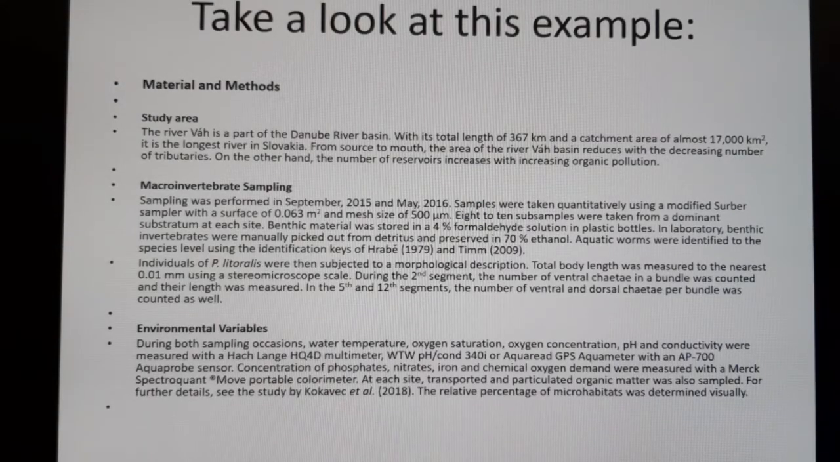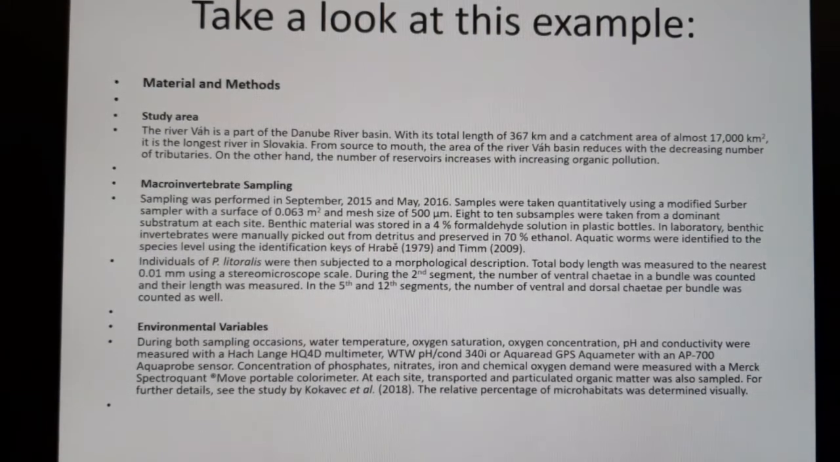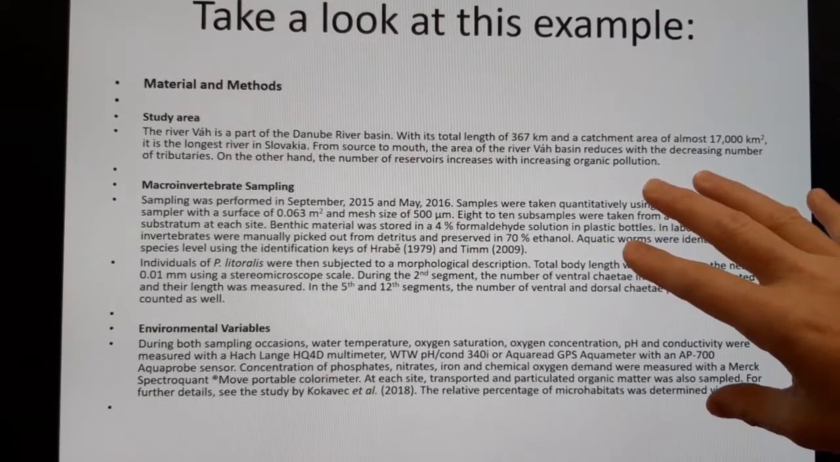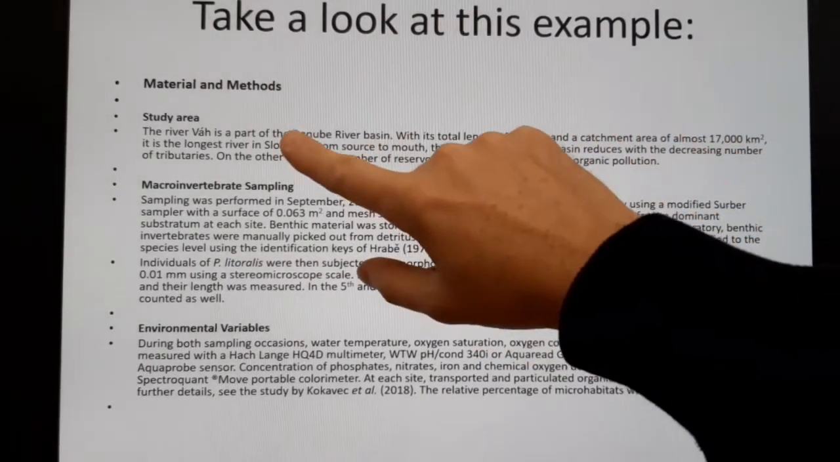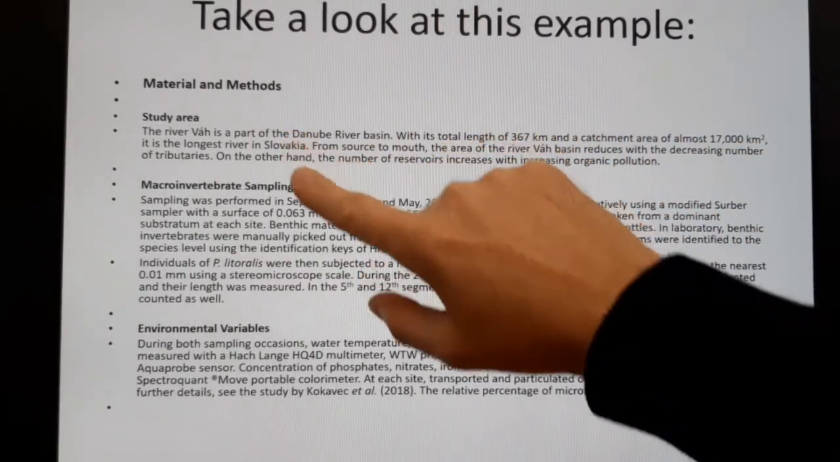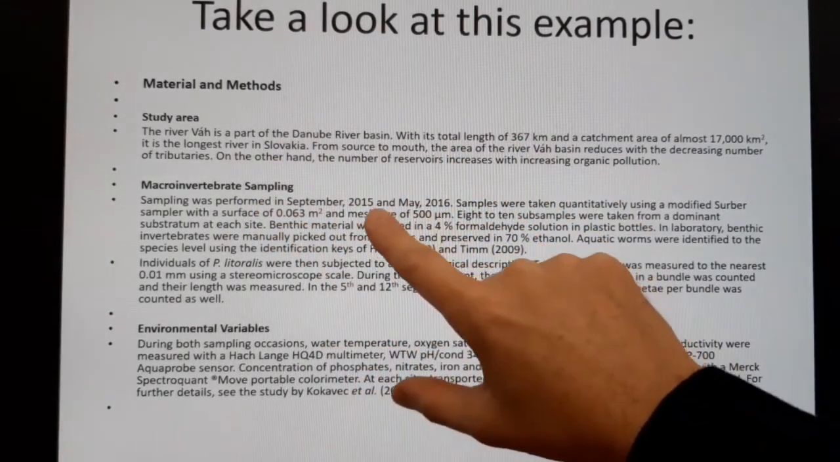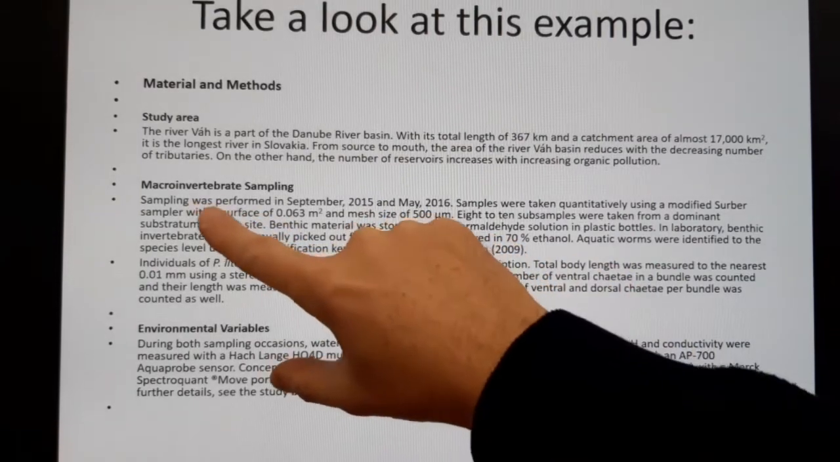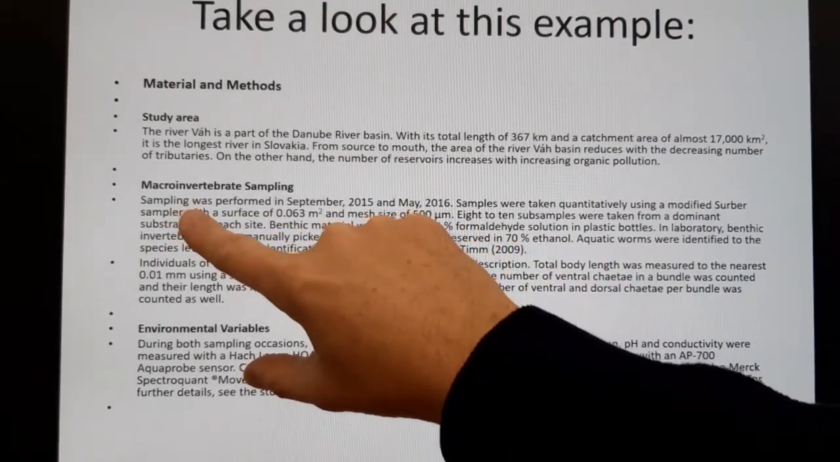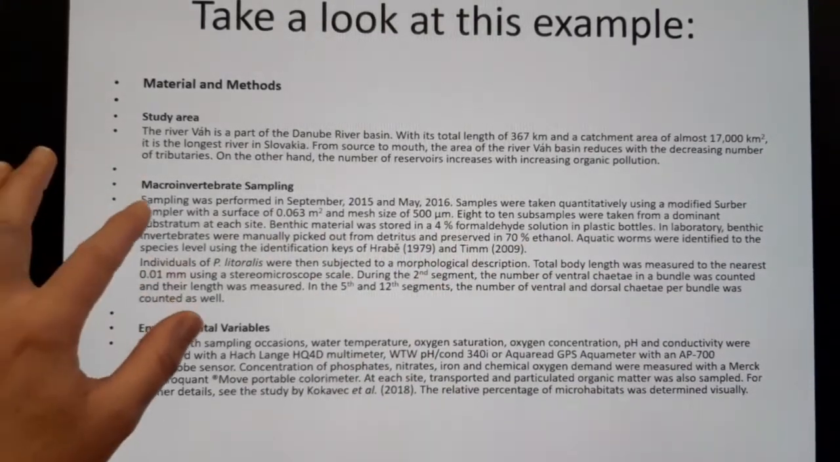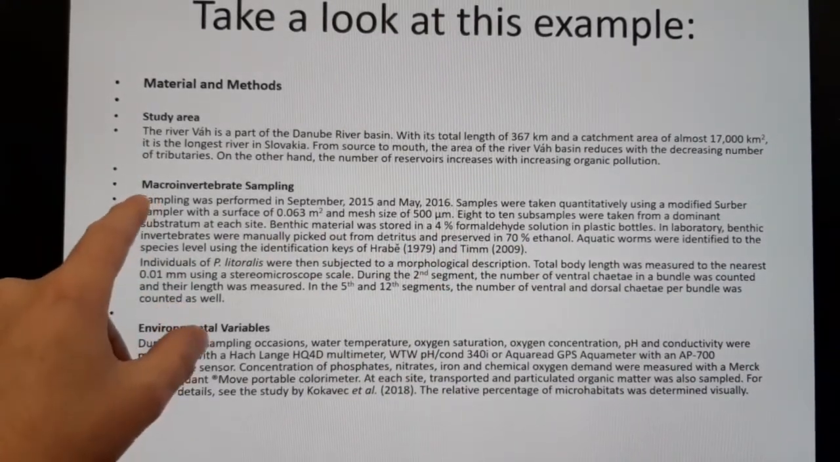Okay, here's another one. This one's probably easier for most of you to understand. This one takes place here in Slovakia. So it talks about the study area, the location, then how the sampling was done. Remember, this is the classic example of our word structure.